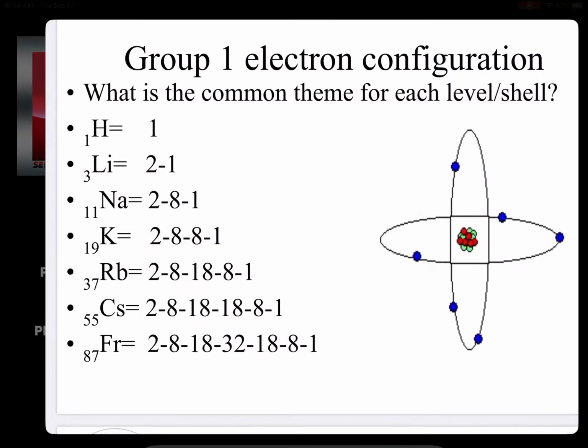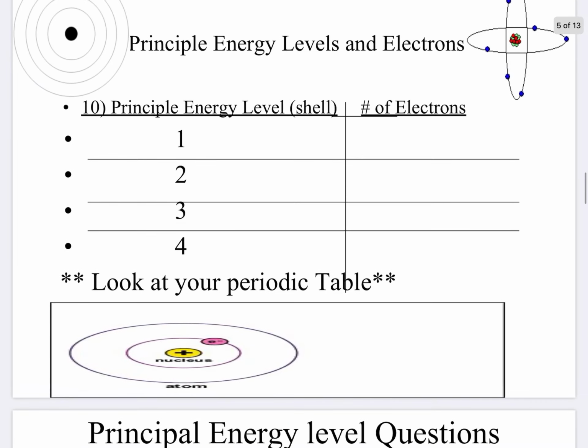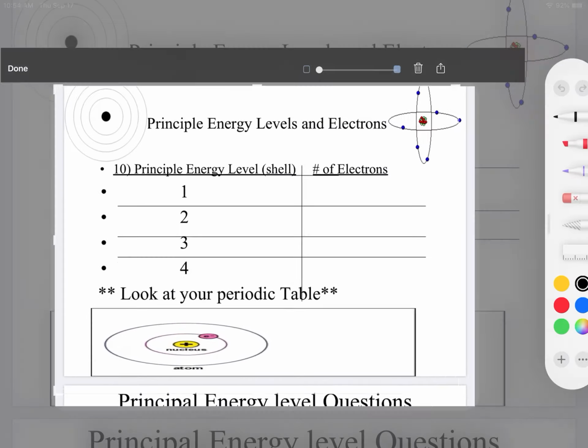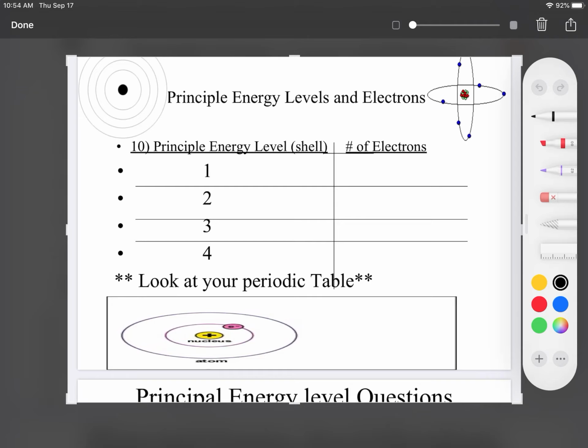So let's fill up right now what it says here. First, the slide over here, number 10. Principal energy levels or shells and how many electrons? Well, hit pause and right now fill this in. Okay, we're back. So basically we said before, the first level or shell holds 2 electrons. The second level or shell holds 8 electrons, while the third holds 18, and the maximum number of electrons in the fourth level or shell is 32.